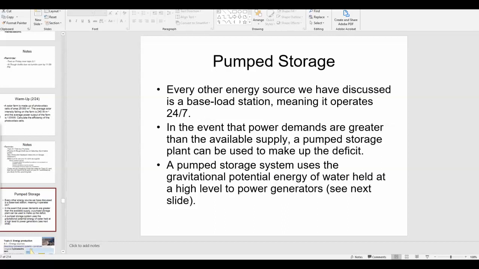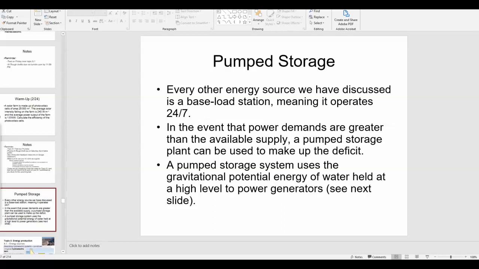And so basically, up to this point, every energy source we've talked about is what's called a base load station, meaning that it operates 24/7. Okay, so whether that's a nuclear power plant or fossil fuel plant, natural gas plant, coal plant, any thermal power station, but also solar power and wind produces energy on demand. When we talk about pump storage, we're not necessarily talking about something that's producing electricity every second of every day, but it is, as the name implied, a way to store energy.